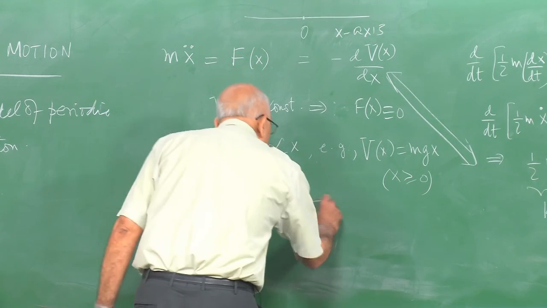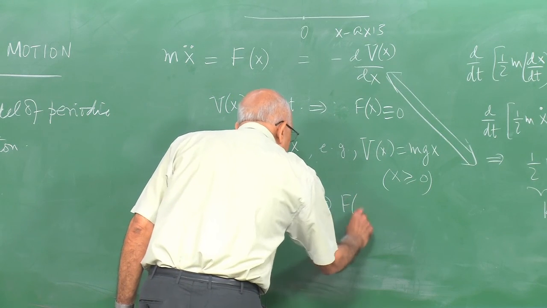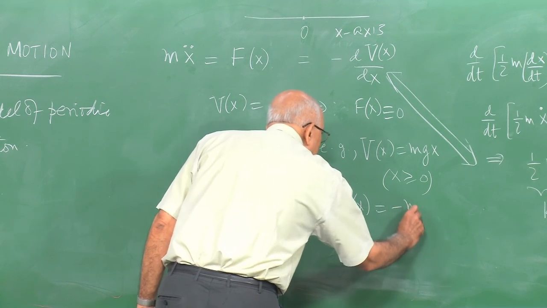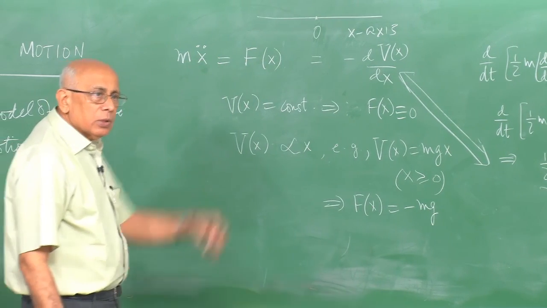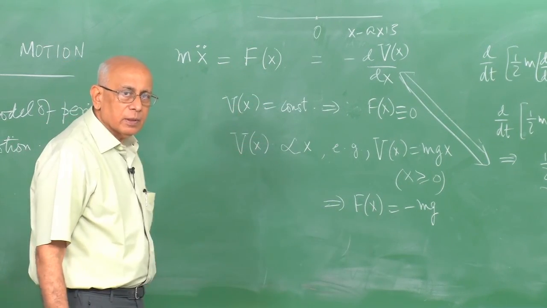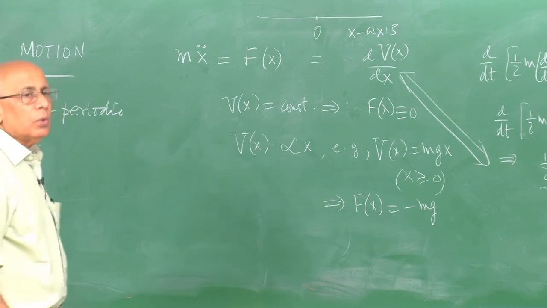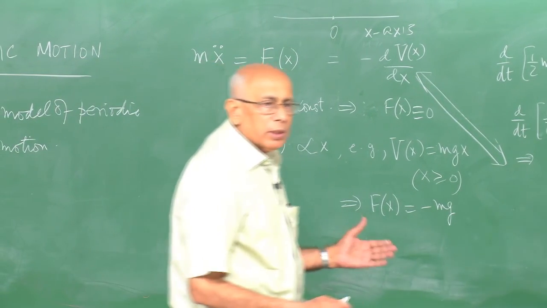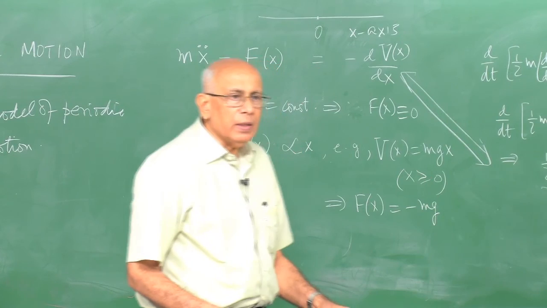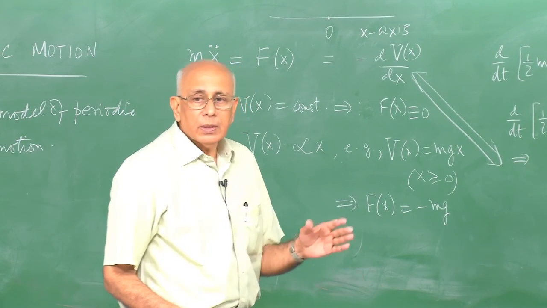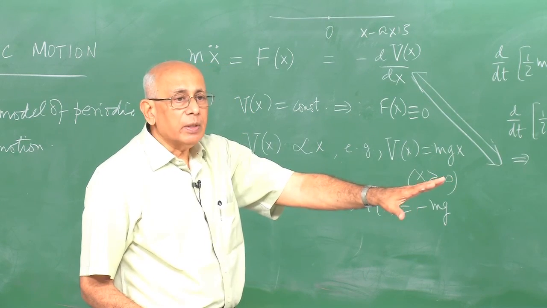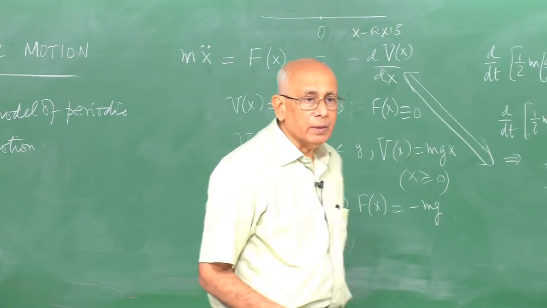This of course would immediately imply that F of x equals minus mg. The derivative with a minus sign, so this force decreases x. That too we have studied. We know how motion occurs under a constant force field. The acceleration is constant and therefore the particle moves such that its displacement at any given time t is proportional to t squared in the leading term.